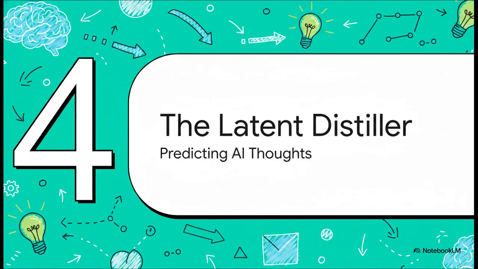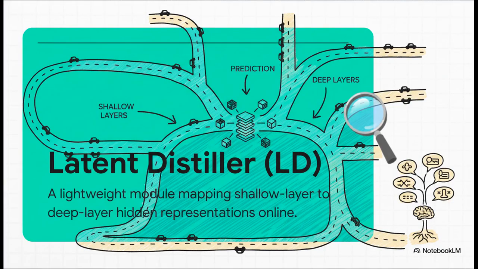So how exactly does it achieve this semantic shift? Section 4, the latent distiller. This is all about predicting the AI's internal thoughts. Think of this latent distiller as a tiny, lightweight traffic controller placed right inside the model, continually learning the AI's depth-wise representation transitions on the fly. It's a small, multi-layer perceptron neural network living inside the massive large language model.